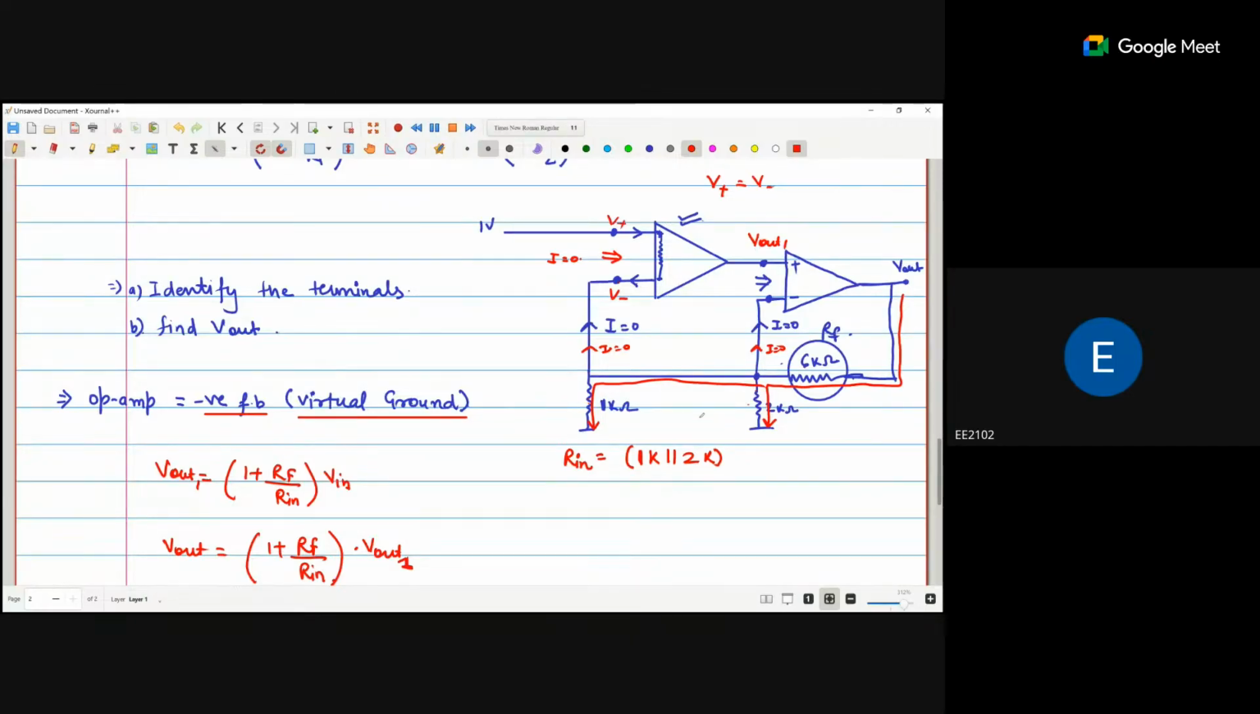If you break a loop, if you break a part, you can't say that your first operation amplifier will be behaving as a negative feedback. Why? Because there is no feedback. When the feedback appears, the output of the second operation amplifier will be going as a feedback to the input of the first operation amplifier. Clear? Yes, sir.